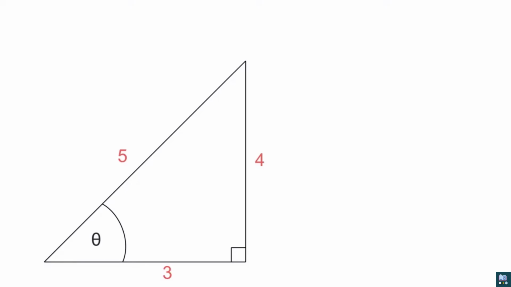Let's start out with sine. The sine of this angle is equal to our opposite over our hypotenuse. So sine theta is equal to 4 over 5. So let's just write that off on the side there. The sine of theta is equal to 4 over 5. Now let's get rid of that 4 over 5 and turn that into a number we can deal with. The sine of theta is equal to 4 divided by 5, which is 0.8.